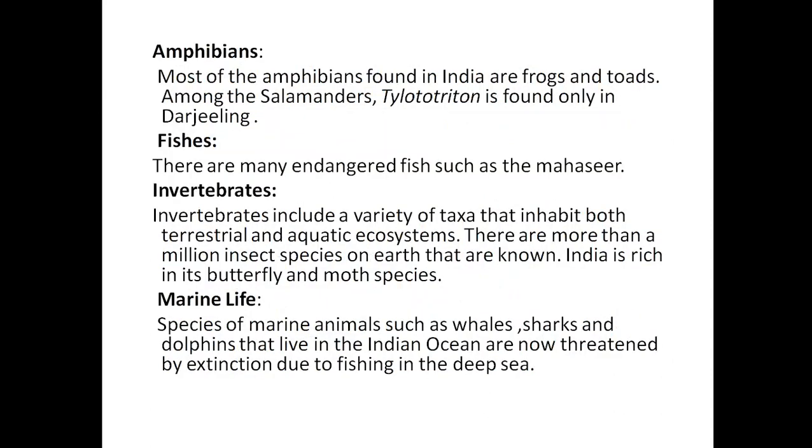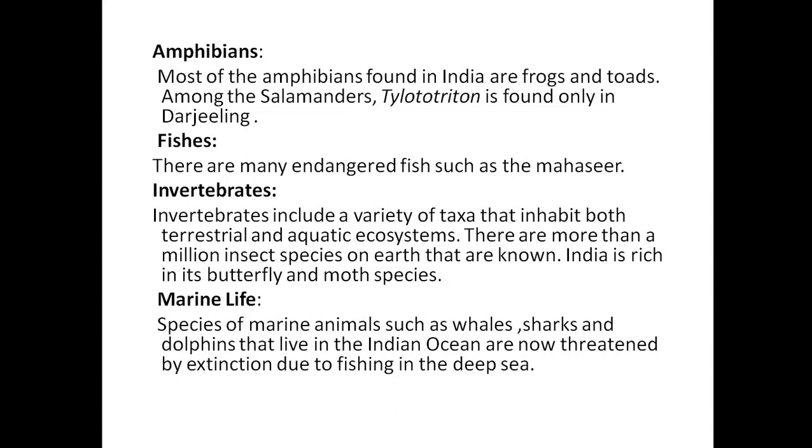Among the amphibians, most of the amphibians found in India are frogs and toads. Among the salamanders, Tylototriton is found only in Darjeeling. Okay, this is a very rare salamander. Among the fishes, there are many endangered fishes. We have one which is known as the mahseer. This is a freshwater fish.